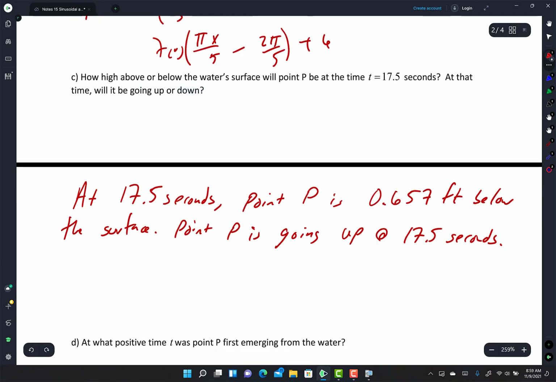No, it doesn't have to be perfect. I probably could have said at 17.5, point P is 0.657 feet below the surface and moving up, instead of doing it the way I did, but that's fine. Cool or not cool, guys?